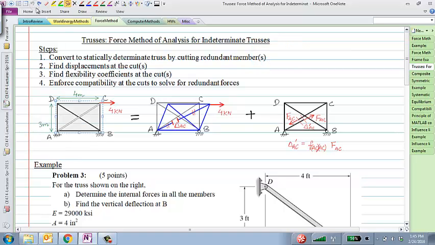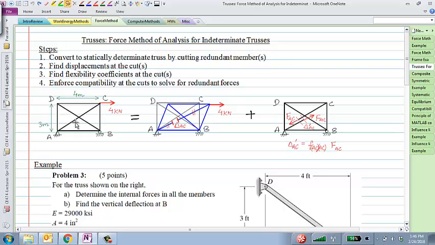So let me put that back in. With one member, one additional unknown, it is an indeterminate truss. So the way that I told you to come up with an underlying determinate structure was to make a cut to release the internal force in one of those members.